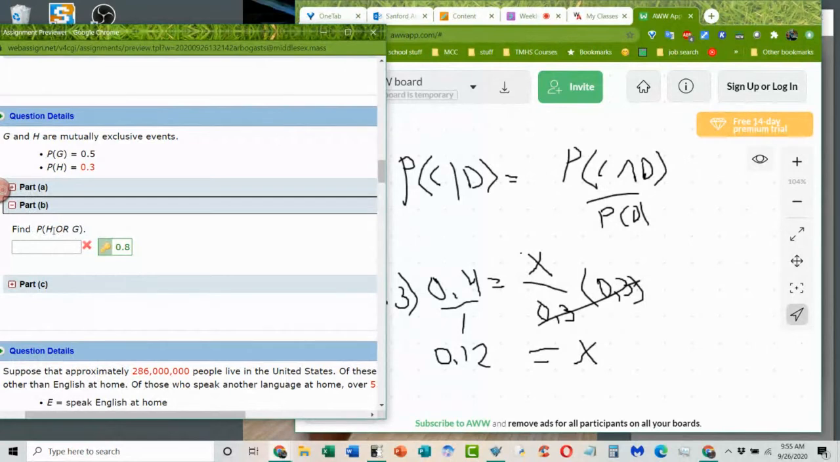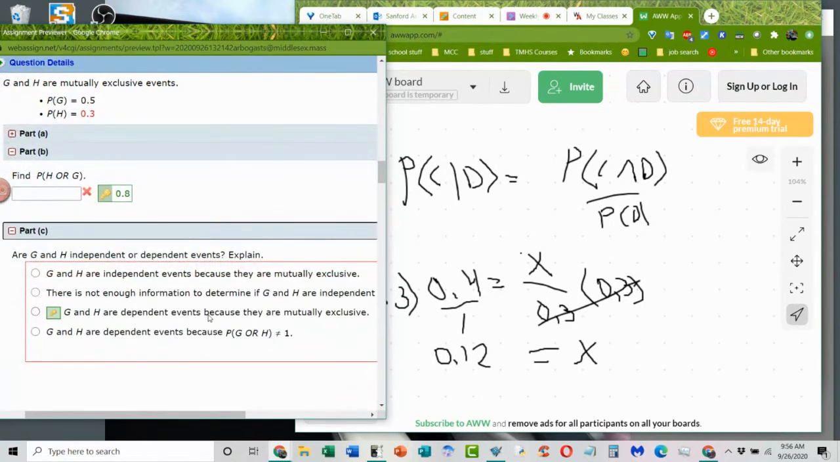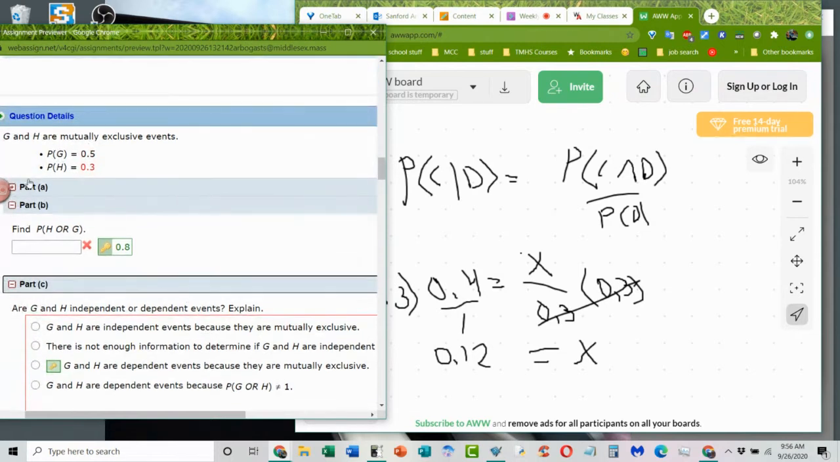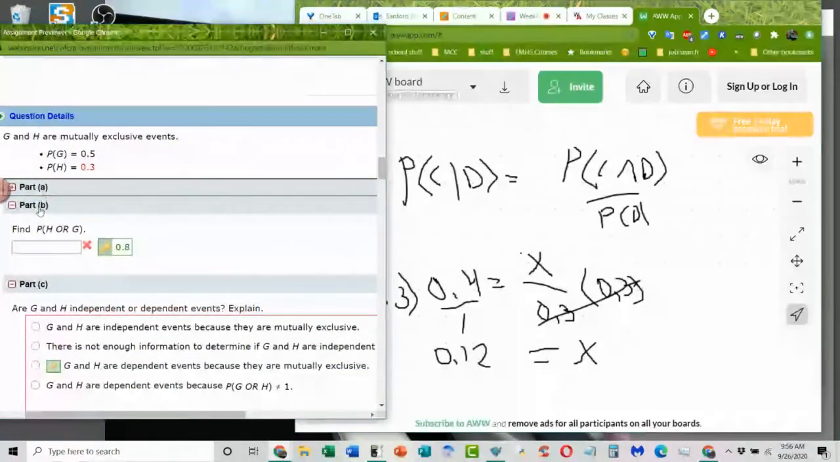What is the value of the probability of H or G? Well, you're just going to add them up and subtract off the intersection. So this plus this minus 0. And are they independent? Again, the answer is no, because the probability of H given G is not the same as the probability of H. Given that this occurs, the probability is 0, so that's not the same as this one. The probability that G given H occurs is not the same as the probability of G, because it's 0. So if one thing happens, it affects the other thing. And so therefore, they are dependent upon each other.